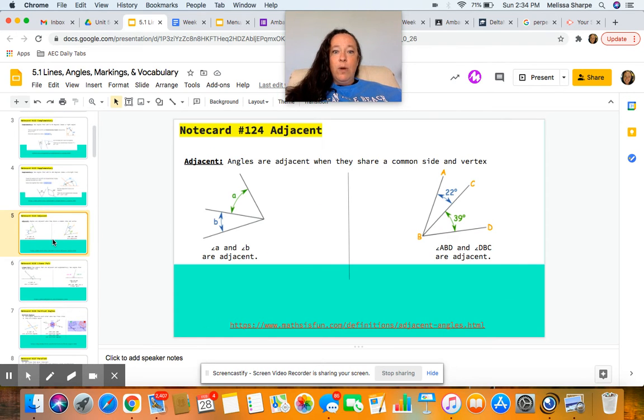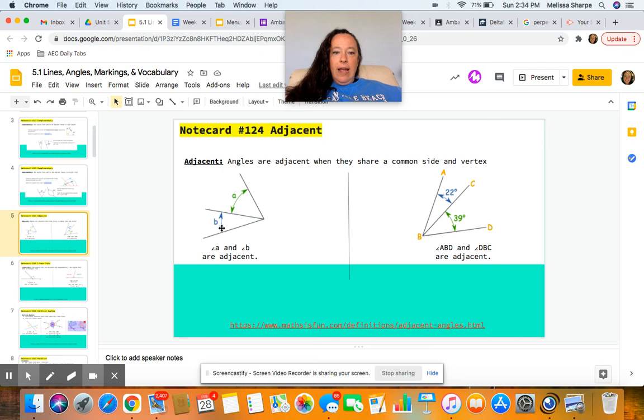Now we're on to note card 124, adjacent. Angles are adjacent when they share a common side and vertex. Adjacent, they're next to each other. Like my bedroom is right next to the bathroom, okay? So the wall in between, that's what we share. That's the wall we share, but my room and the bathroom are adjacent. That's one way you can think about it.